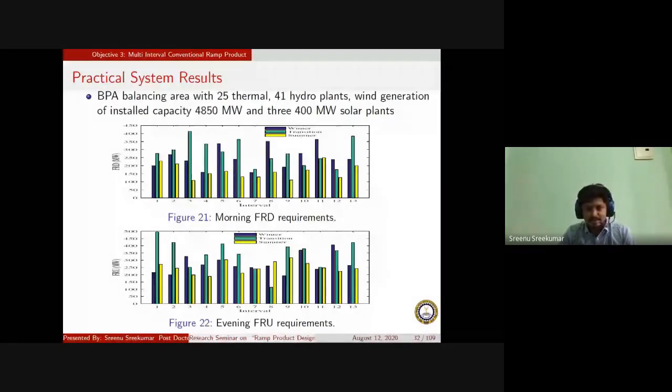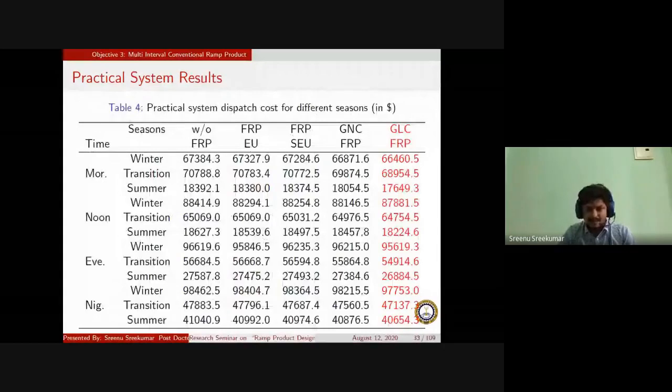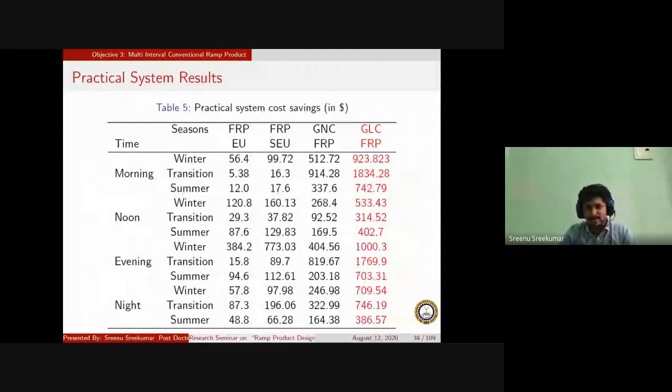And similar to the test system, here also RTED is conducted for different FRP conditions, and we can observe that the proposed Gumbel Copula based FRP is offering the least cost solution. Here also the cost is reduced due to reduced imbalance penalty. And this shows the practical system cost savings. The proposed Gumbel Copula based FRP is offering more cost savings.